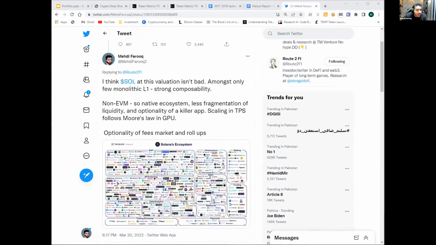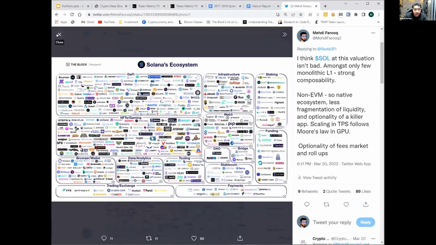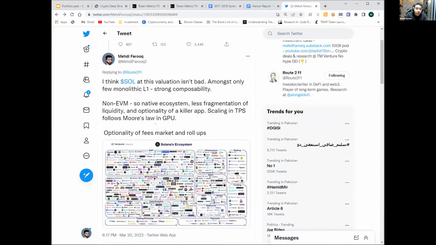And this is the thesis, right? You have an L1 which is strongly composable. Ethereum is a composable blockchain, but their 2.0 roadmap is something which might not be composable. And you can see the ecosystem of Solana is basically on a tear. It's the only blockchain at the moment which is non-EVM, apart from Polkadot. It's the only other major chain that is non-EVM. So when you have a non-EVM chain, you have a native ecosystem, less fragmentation, liquidity, and because of that, a lot of people in the long term will migrate towards Solana.